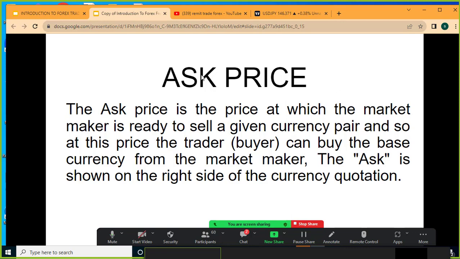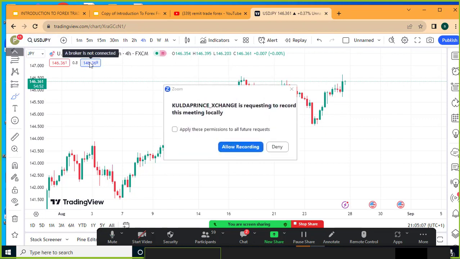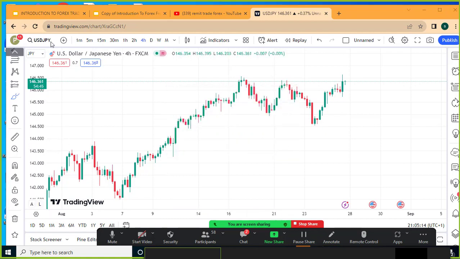Okay, let me show you that in a moment. If you look here, this is the ask price, on the right hand side of your screen. Very simple to identify. At this price, you buy the base currency, $1, you buy at this price, while the broker sells to you. Okay, so take note of that. This is the ask price and this is the bid price.